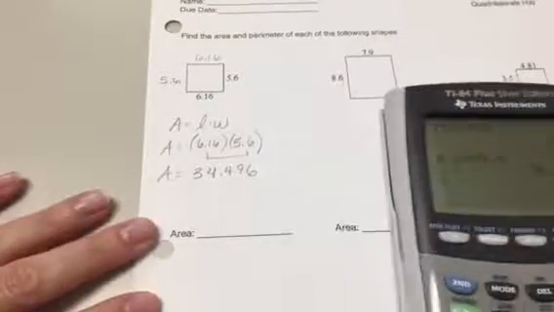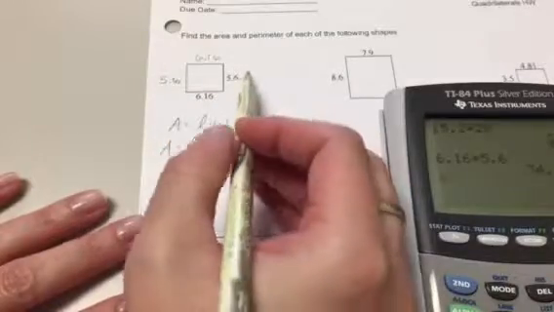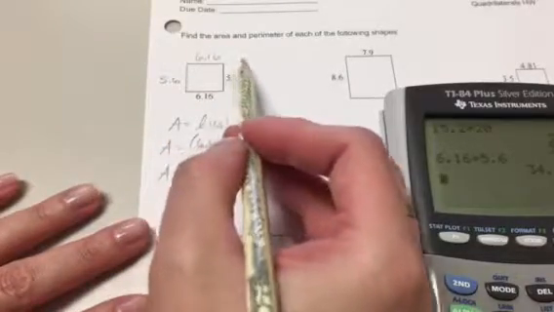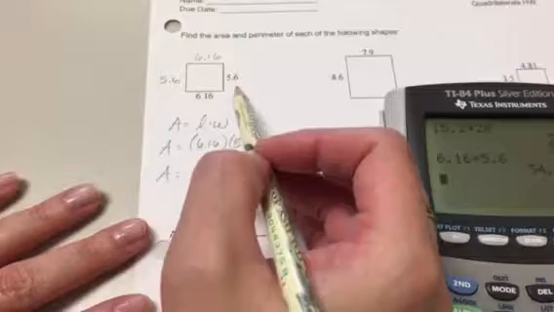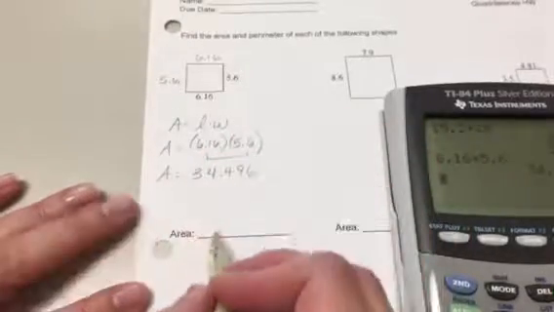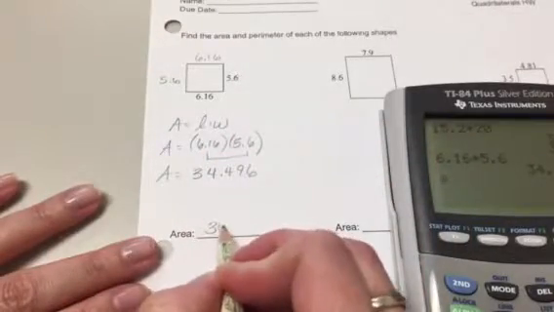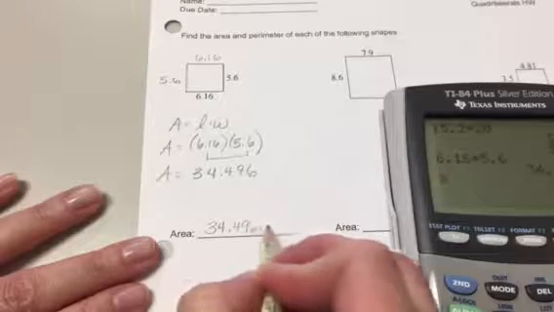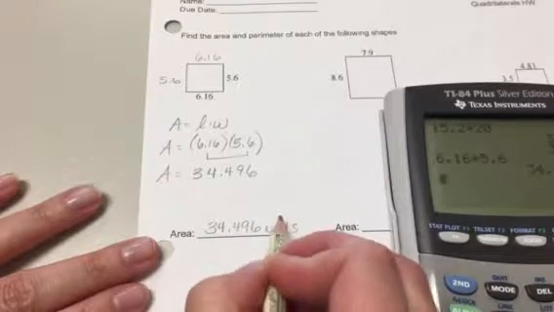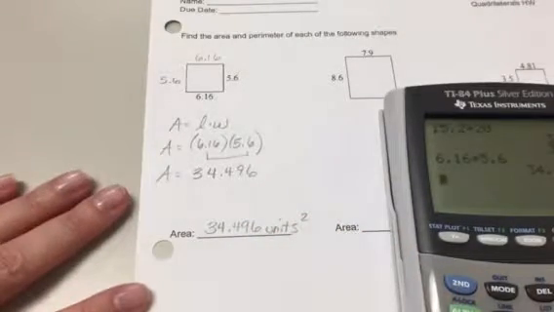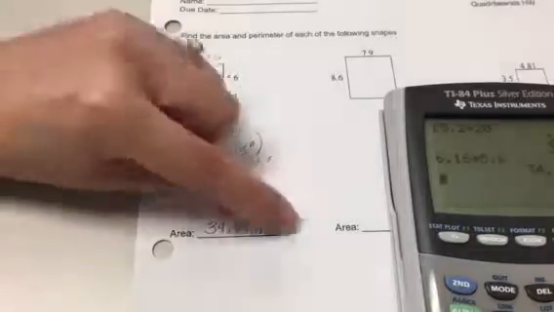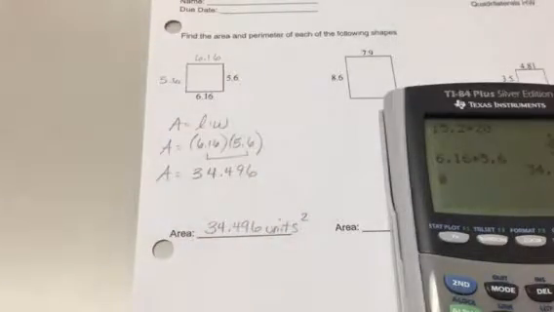Okay, it doesn't say to round to any specific place value, so I'm just going to keep it like that. It also doesn't give us any kind of labels such as inches, meters, centimeters. So when I write my answer, 34.496 units squared. Because remember, area is always two-dimensional, so we would use units squared.